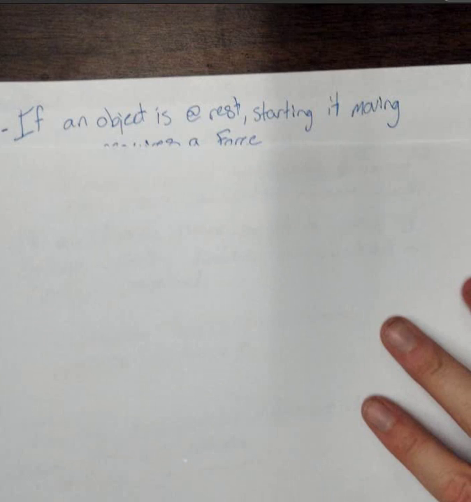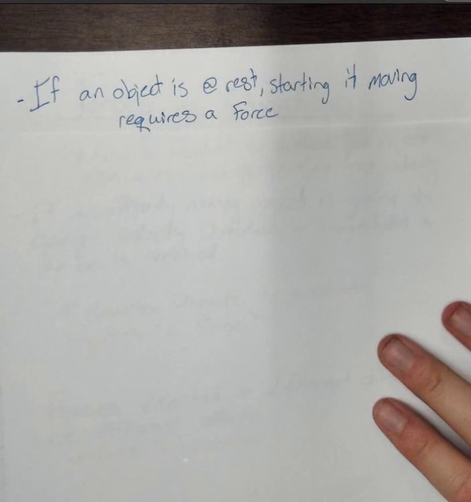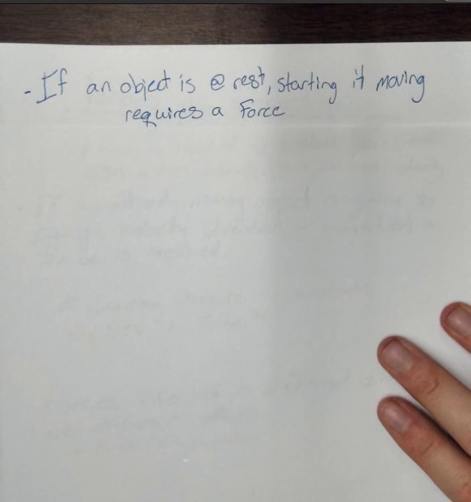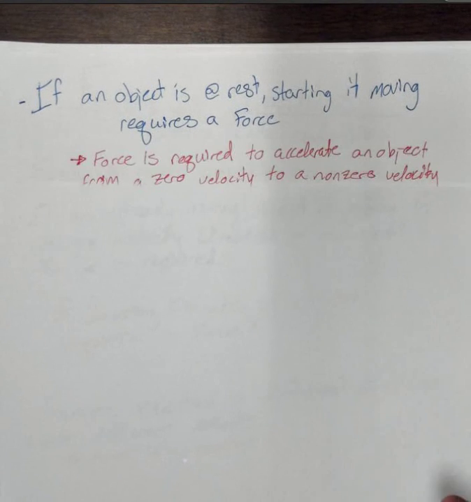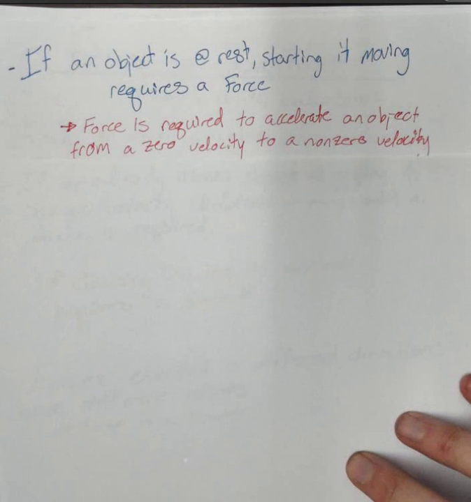So we're going to restate Newton's first law, which says that if an object is at rest, starting it moving requires a force. Specifically, it requires a net force, but this is always going to be true. And remember that an object is at rest only in a frame of reference. Otherwise, we would say that when an object does have a velocity of 0, a force is required to accelerate it from a 0 velocity to a non-zero velocity. So this is an acceleration.